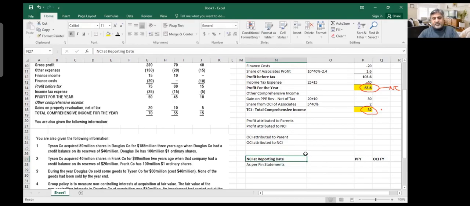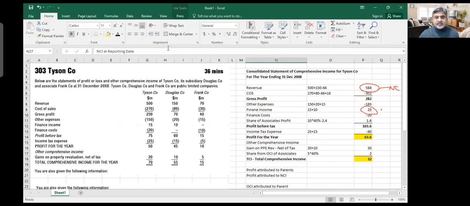So NCI at reporting date, where is NCI? NCI does not exist in this case because we are not consolidating it. This profit 63.6 is actually a total of these two. And this 32 is a total of these two, like this. And in this company, Douglas, there is only the NCI here.